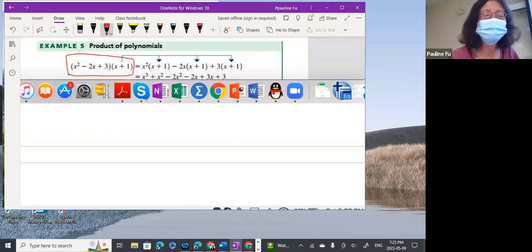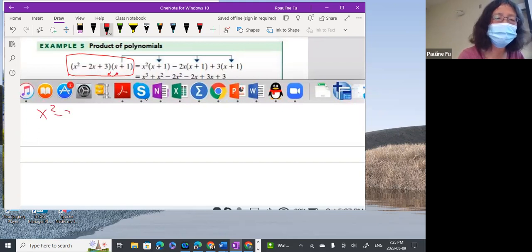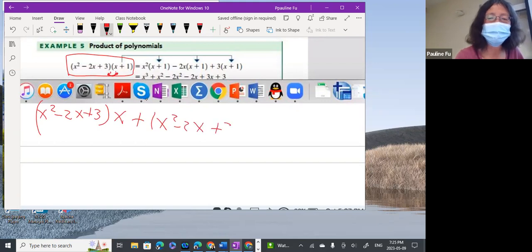So there are many ways to do it. One way you can use this x times the first bracket. So you copy down the first bracket, use the x times this first bracket, and then copy down the first bracket again, use this number 1 times the first bracket. So it is equal to an additional expression.